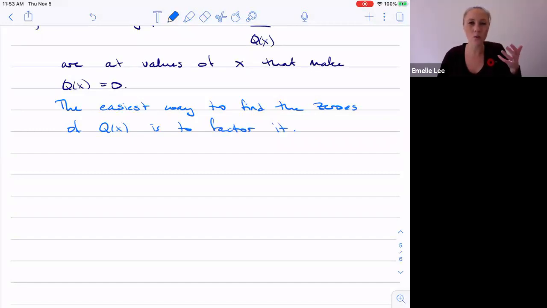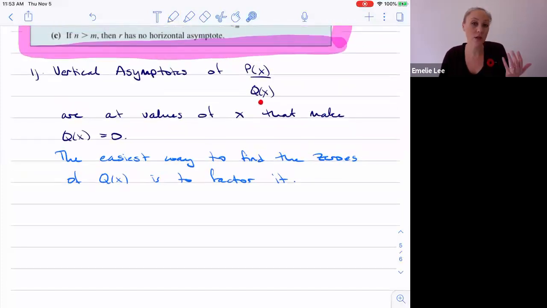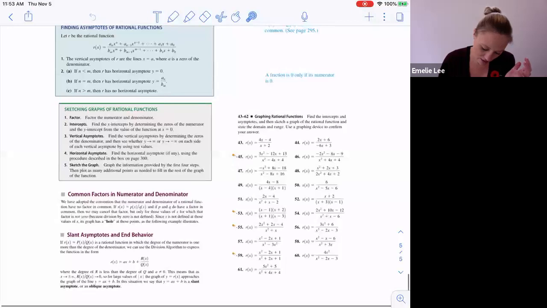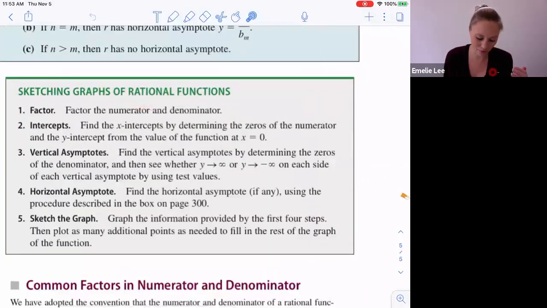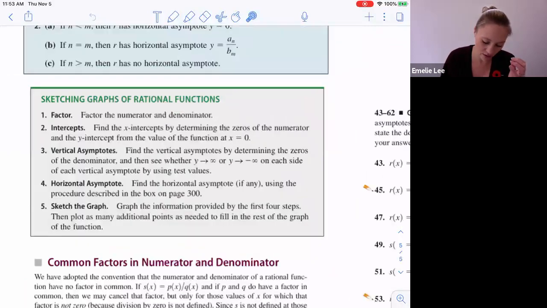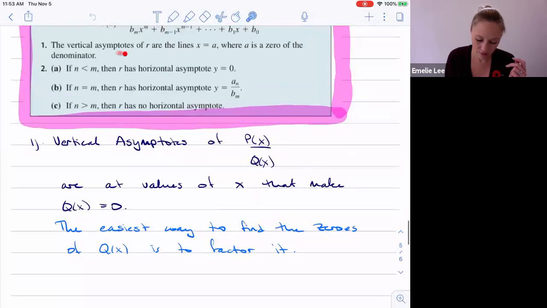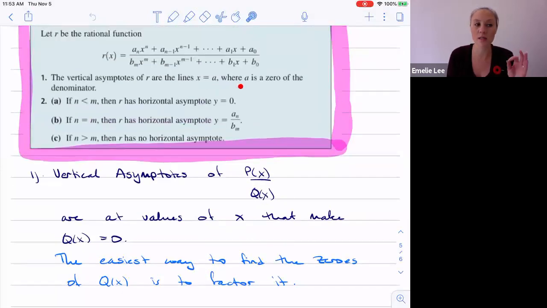So what we would do is we would factor this thing, figure out where Q of X is equal to 0. Those are where the vertical asymptotes are going to happen. We're not going to deal anymore with it, because if we have a glance at the notes, it's all laid out for us in here. We've got a step-by-step procedure for doing all these things. So I'm just laying out the groundwork, and then we're going to go back and fill in the gaps. So vertical asymptotes are the lines at x equals a, where a is the 0 of the denominator. So that's what we're dealing with here.